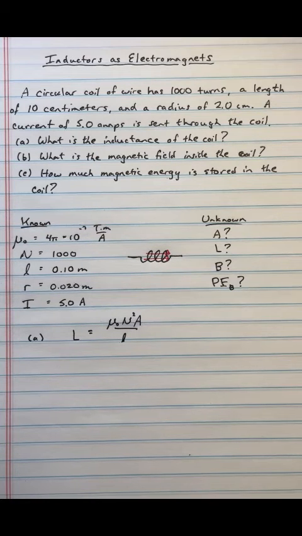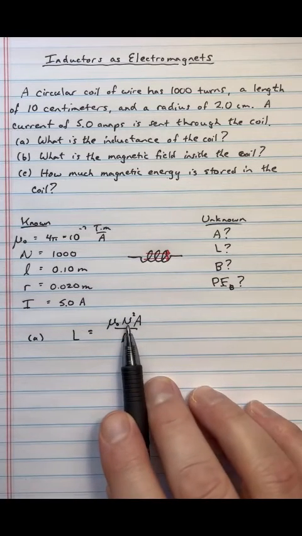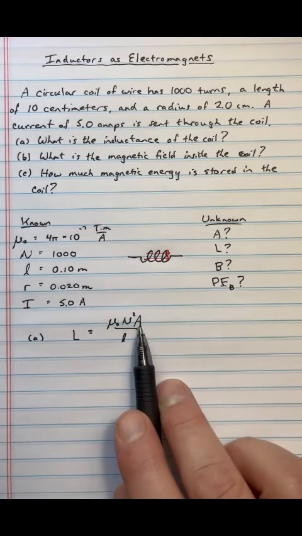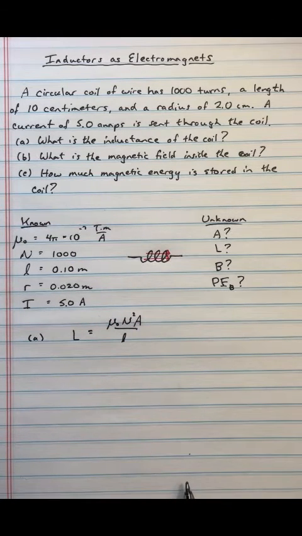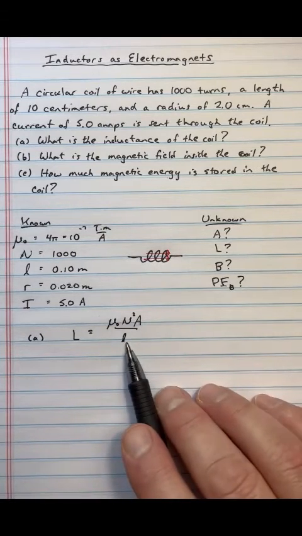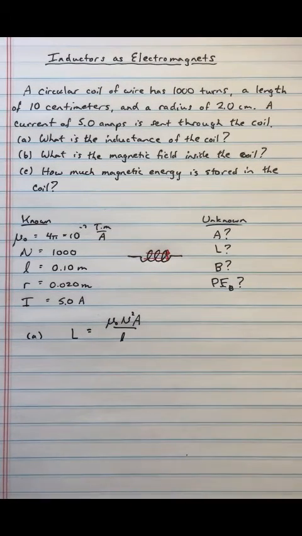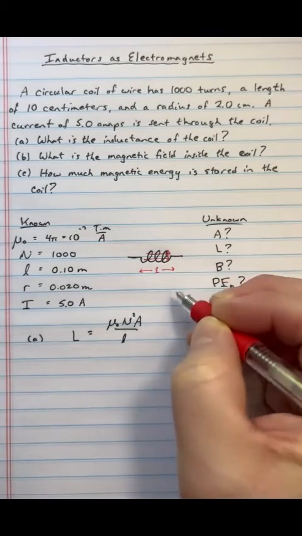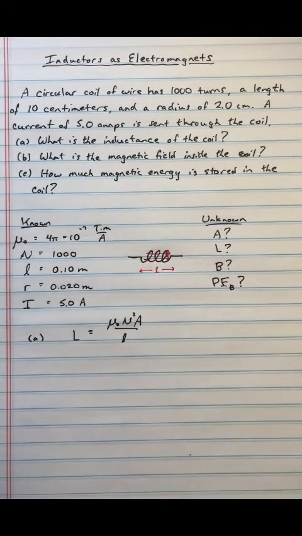And what do each of these parts stand for? Well, we've already encountered a few of these in different videos. Capital N is the number of turns, and in this example, it's 1,000. Capital A is the cross-sectional area. This is the area of a circle. We'll calculate that soon enough. Little l here is the length. And so, as we were indicating before, from one end to the other of the coil is the length. That's the little l we're talking about there.